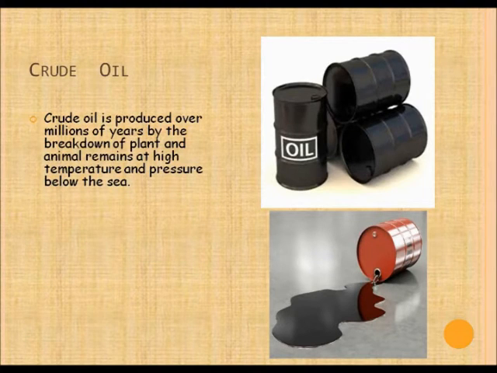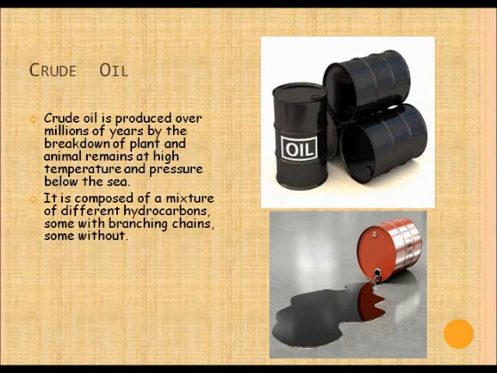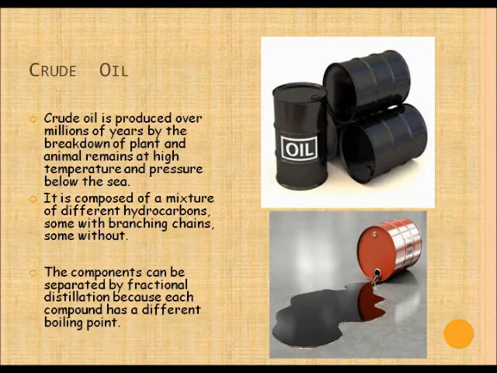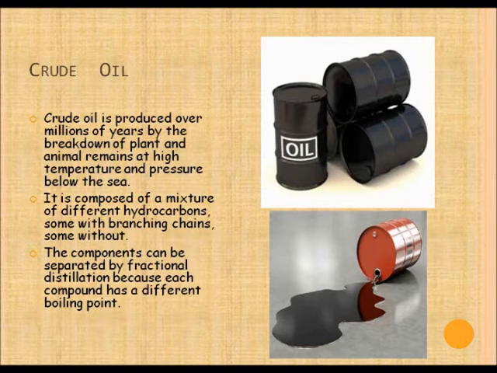Now, crude oil is produced over millions of years by the breaking down of plant and animal remains at high temperature and pressure below the sea. It is composed of a mixture of different hydrocarbons, some with branching chains, some without. The components can be separated by fractional distillation because each compound has a different boiling point.